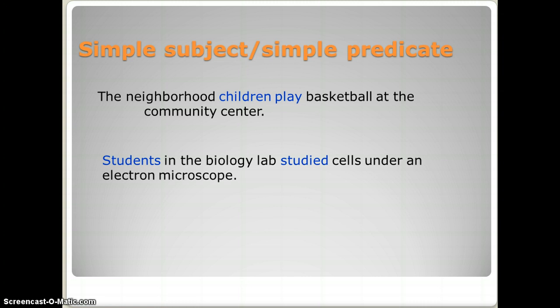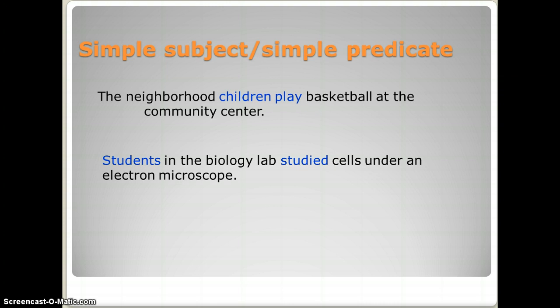Again, students in the biology lab studied cells under an electron microscope. Who or what is the sentence about? It's about students in the biology lab, but specifically it's about students. And what about the students? What did they do? They studied cells under an electron microscope, or the simple predicate is they studied.